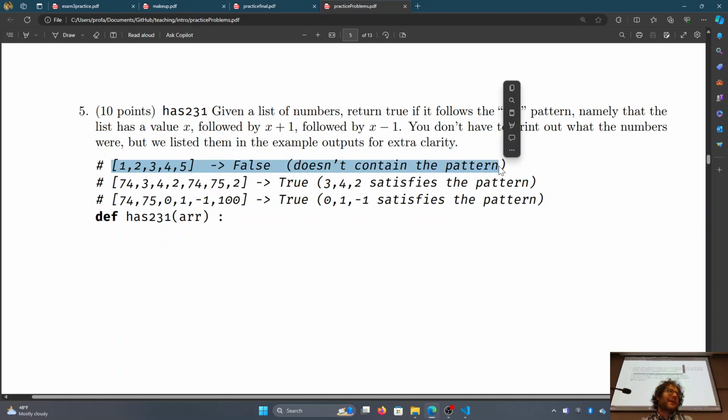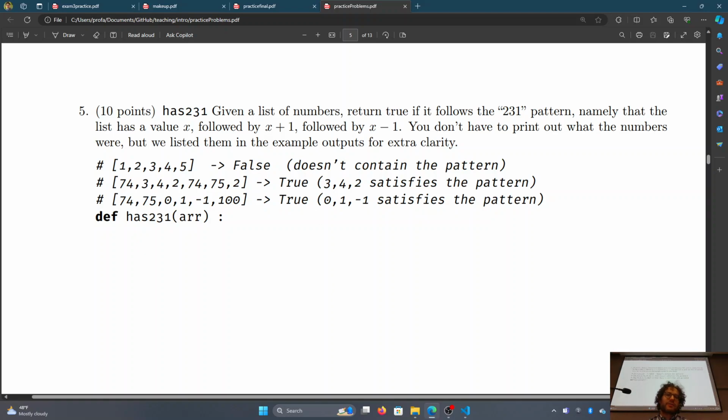Specifically, 1, 2, 3, 4 is false because it doesn't contain this pattern. It doesn't have x plus 1, x minus 1. Whereas this one does. It has 3, 4, 2. So we have 3, which is our x, 4 is x plus 1, and 2 is x minus 1. So it's 3, 4, 2. And then finally we get this over here with 0, 1, negative 1 as true. And I'm guaranteeing you that you get a list of integers here.